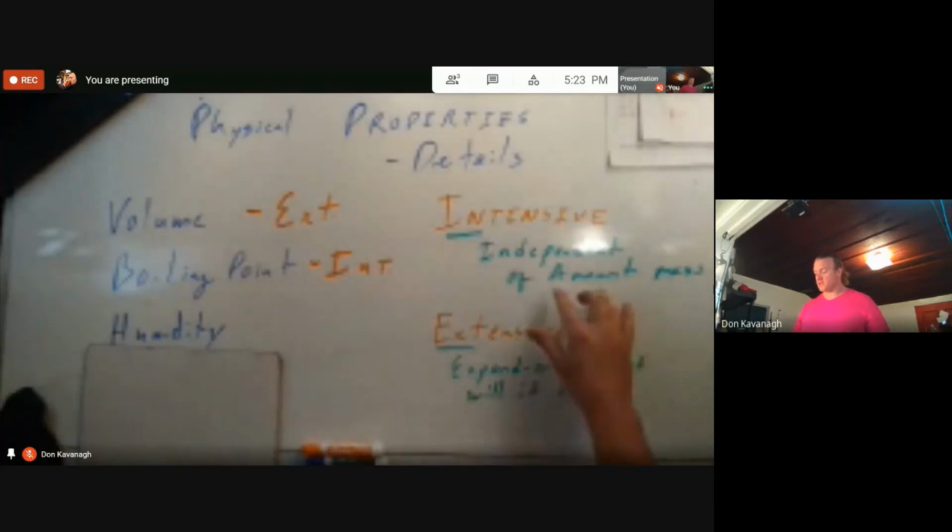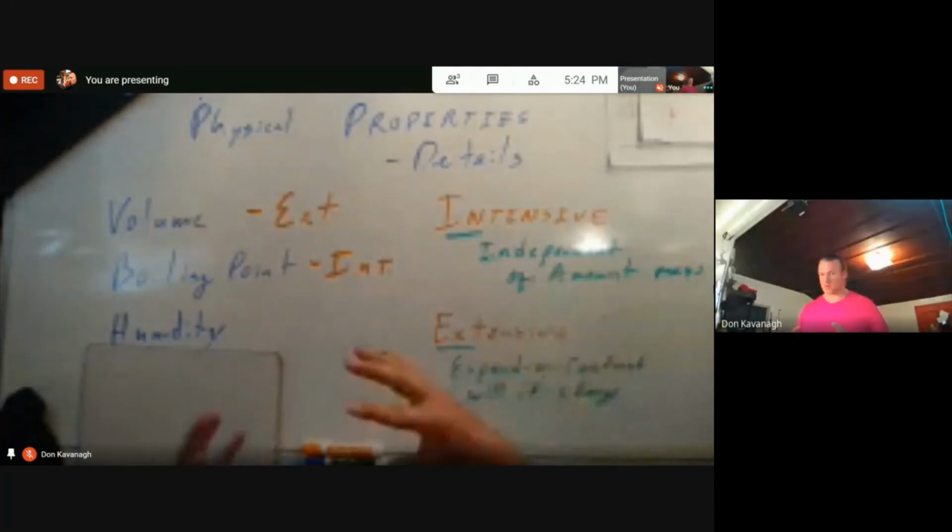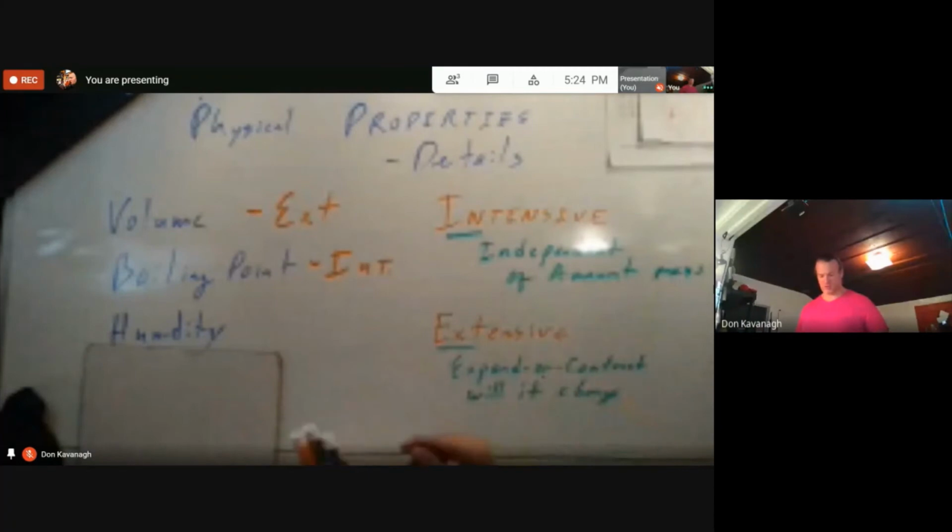So it is independent of the amount you have. You could be measuring a small room or a large area, and the humidity could still not change. So it is an intensive property.